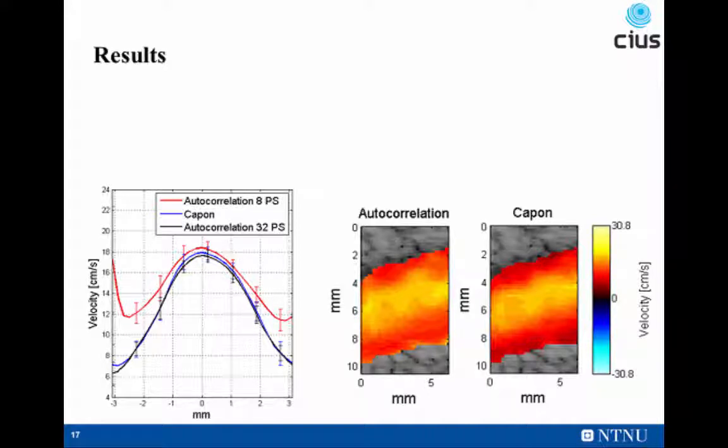And here is one color flow image. This is a flow phantom result. Here you see the flow profiles, and you can see that the Capon approach can visualize the low blood velocities and has a smoother blood flow profile, while the autocorrelation approach gives a signal dropout close to the tube wall.